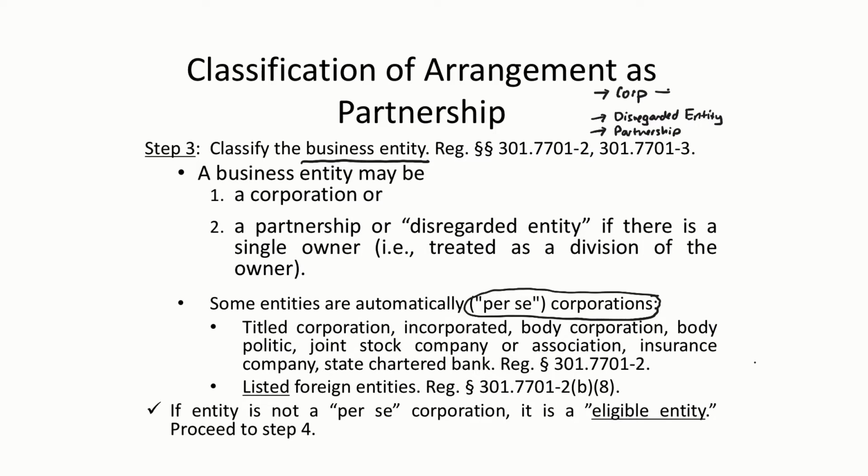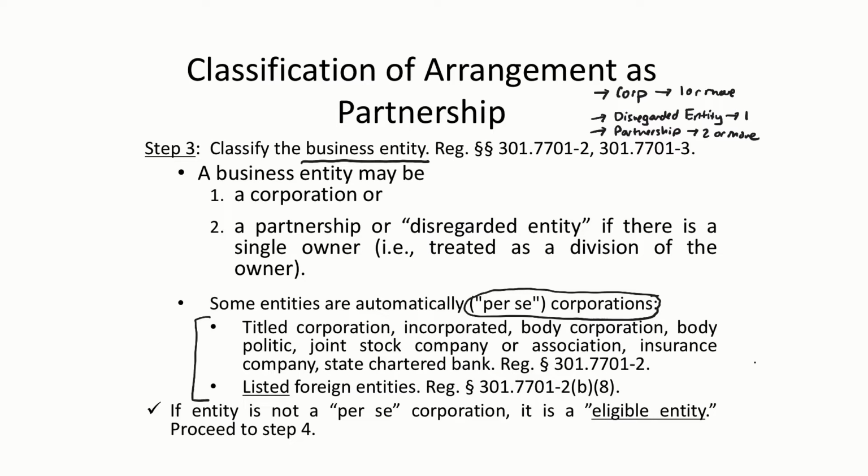A corporation, you can have one or more owner. Disregarded entity, you can only have one owner. Partnership, you need 2 or more. So what we're doing in this step is, again, we have a business entity. We know it's not a trust. We're basically saying, are there any per se entities that have to be treated as corporation under the federal tax law? And these are the ones.